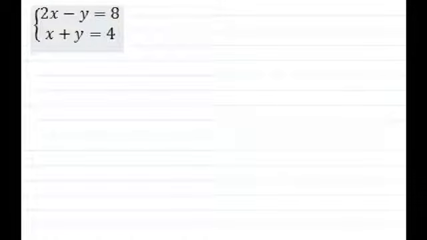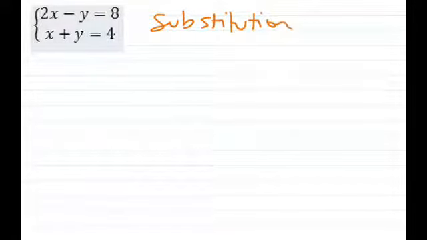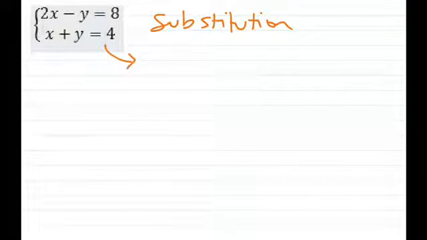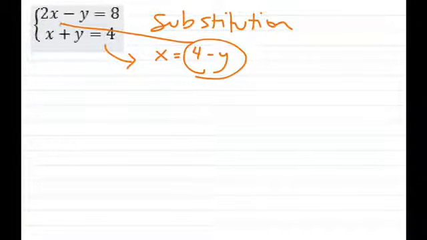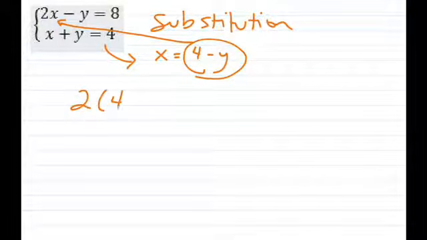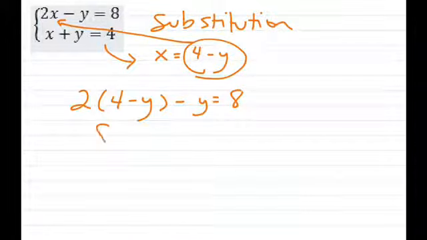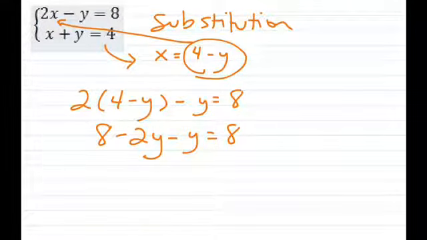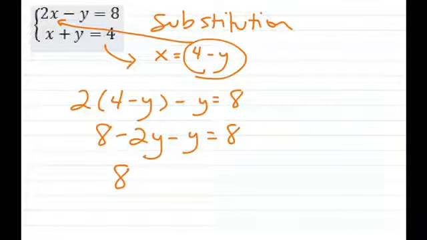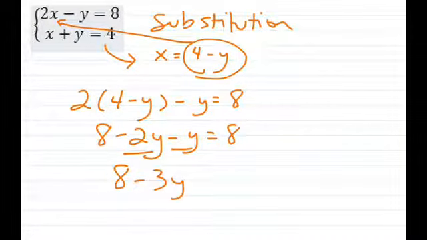Okay, we're going to solve the second equation using substitution. It's actually the same system, but we're just going to practice doing this. Remember that you have to get one of your equations to say either x equals or y equals. So I'm going to take the second equation and say x is equal to 4 minus y. Then I'll take that, put it in place of x. So 2 times 4 minus y, that's 2x minus y equals 8. That's 8 minus 2y, distributive property. 8 minus 2y minus y, that's minus 3y equals 8.